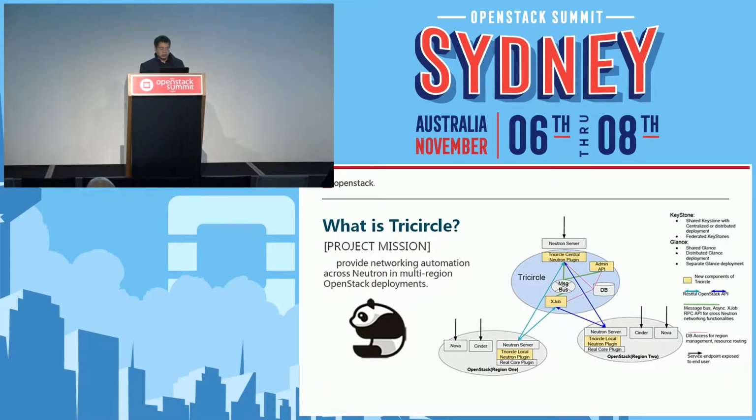Tricircle is to provide networking automation across different Neutron servers. We provide a local plug-in and a central plug-in behind the Neutron. For the local plug-in, we call this server the local Neutron, and the Neutron server with the central plug-in the central Neutron. The central Neutron and the local Neutron will coordinate with each other for the cross-Neutron networking automation.